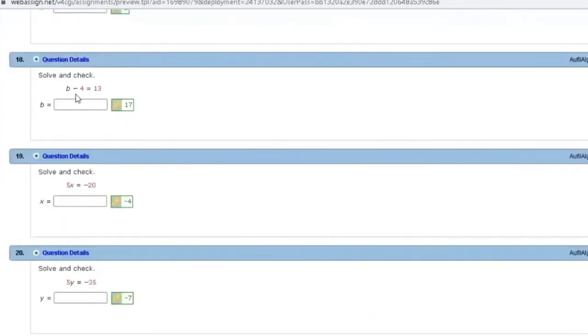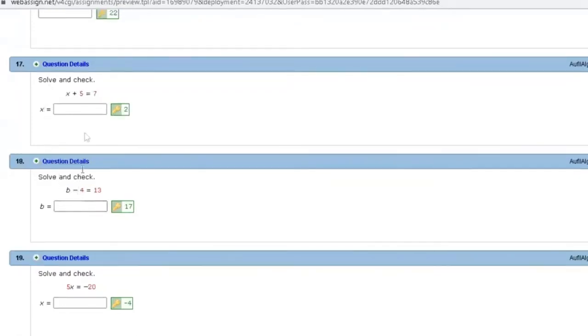If we look at number 18, we got b minus 4. So we'll have to add 4 to both sides. So negative 4 plus 4, of course, is 0. That's what we wanted. 13 plus 4 is 17. With 17 and 18, for 17 we subtracted, for 18 we added.